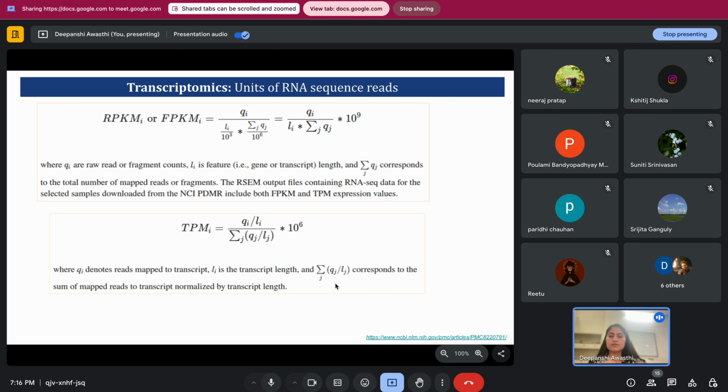Okay, so in this slide I have given the formula for how these scores are calculated, so you can go through that.